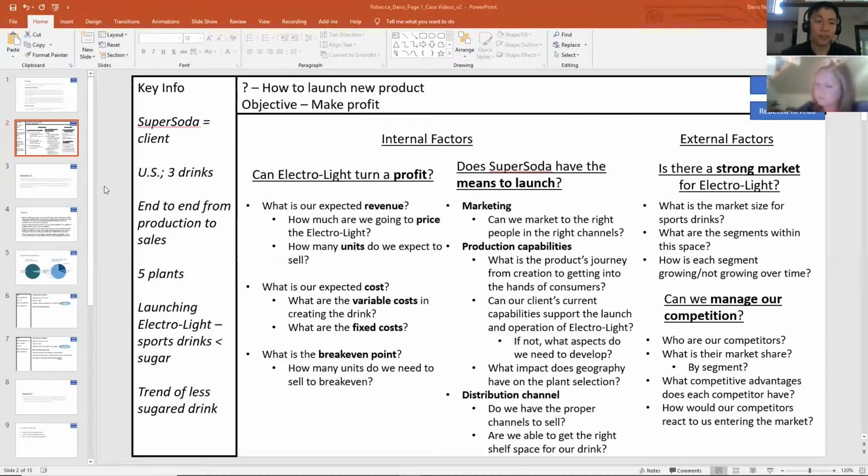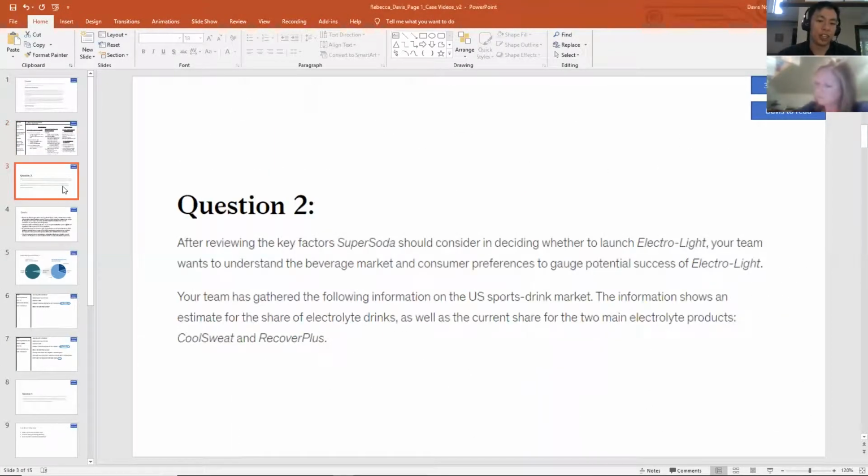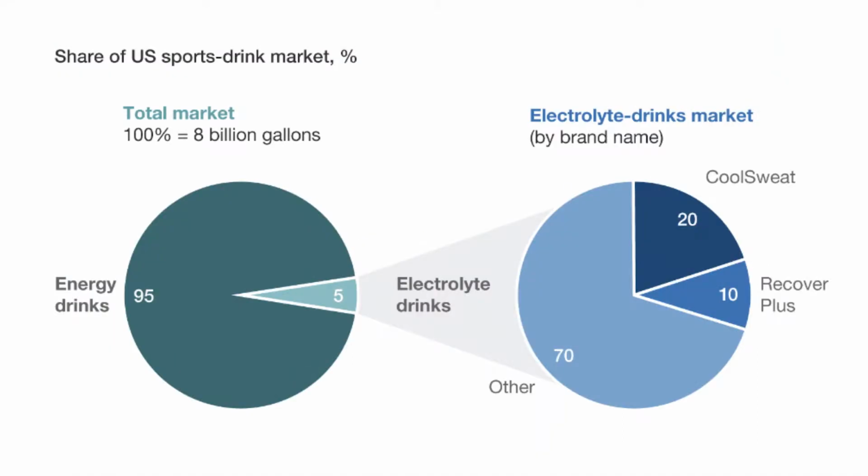Great. So those are all fantastic factors to consider. After sharing it with the leadership team at Super Soda, they've asked our team to help them understand the beverage market and the consumer preference to gauge the potential success. Our team has gone ahead and gathered the following information on the sports drinks market, which I'll share with you. This information shows an estimate of the share of electrolyte drinks, as well as the current share of two of our competitors, Cool Sweat and Recovery Plus.